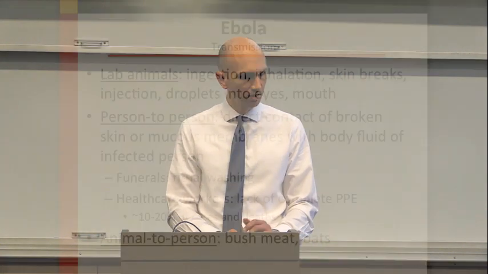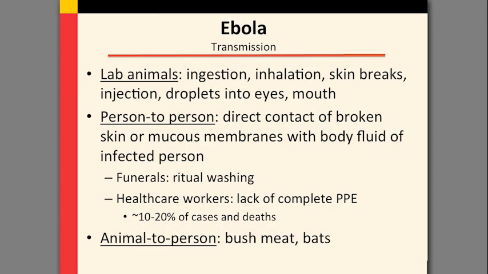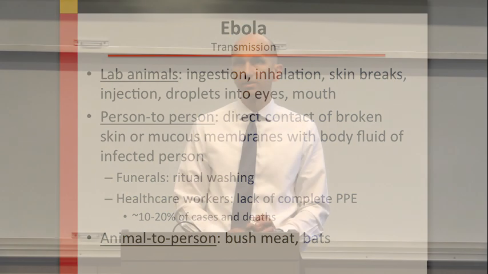How is it transmitted? This might help to explain some of the current dilemmas we're having controlling and containing the virus. So in laboratory animals, we know that lab animals can get it by ingestion, they can get it by inhalation, they can get it by skin breaks, injection, droplets into the eyes, and droplets into the mouth. How does it happen person to person? Well, it requires direct contact with body fluids. You have to have body fluid contact. Just being in the same room with that person is not going to give you Ebola. You have to contact somehow the body fluids.